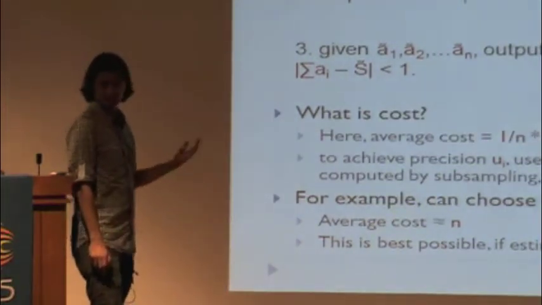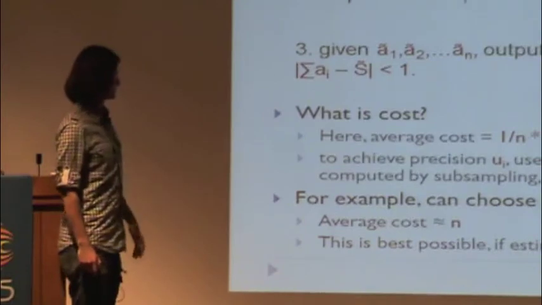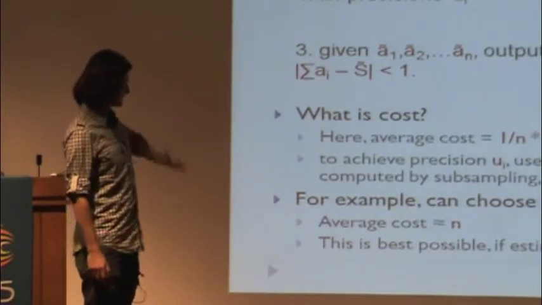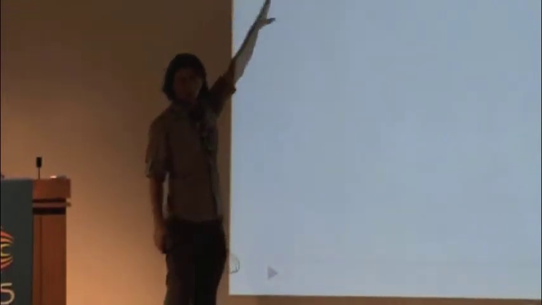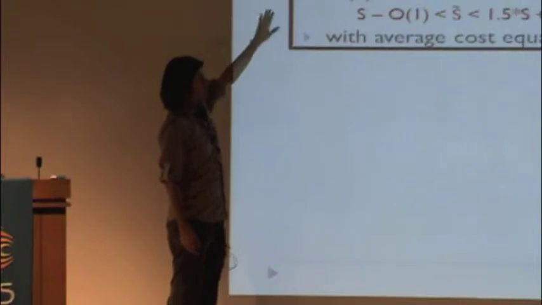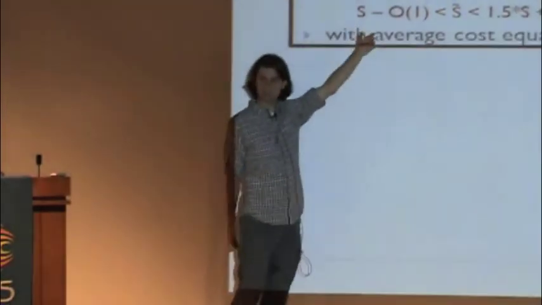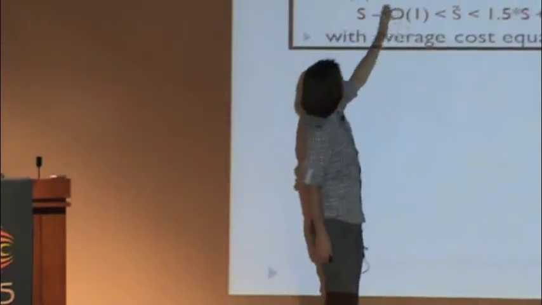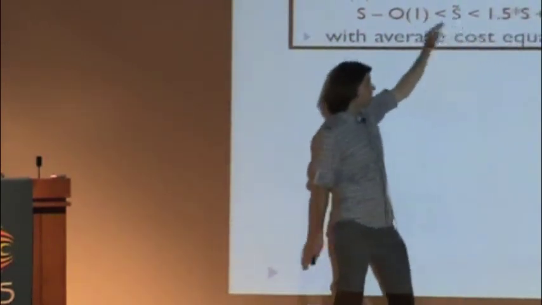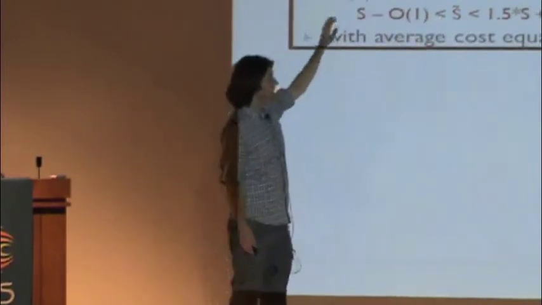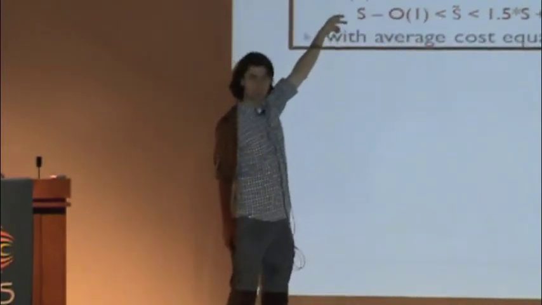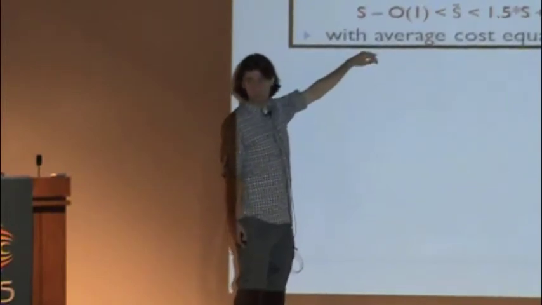So we will want something better, and this is what we show: there is a relatively simple algorithm that manages to go below this number in this framework. This is just stating the goal succinctly. This is the lemma, which says that, with say 90% success probability, you get, say, a constant additive error, and the average cost is much less, it's only logarithmic in n.